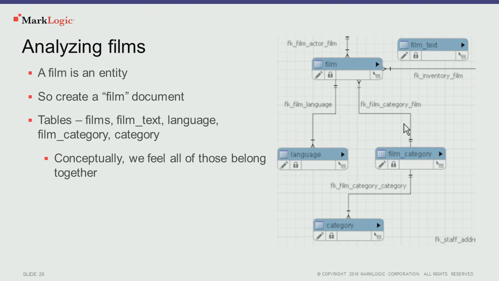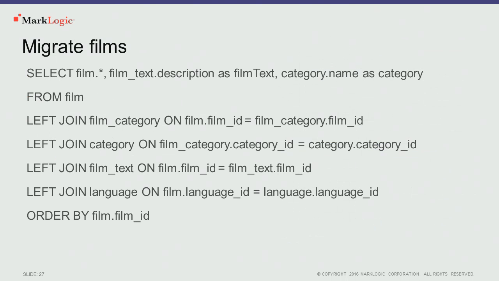And really, when we think of what a film entity is, I think we would conceptually think of all those things belonging to the film, right? A language, a category, a text, those are all properties of the film, and not the sort of things we'd want to break into separate documents. We want to have those all in one nice integrated document so that it's very easy to query, view, and update. And so what we're going to do here is do a SQL query where we join several tables together.